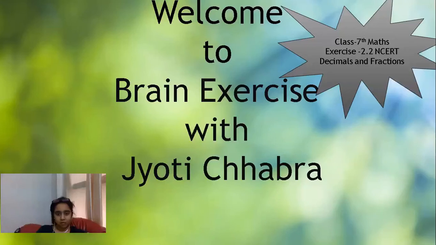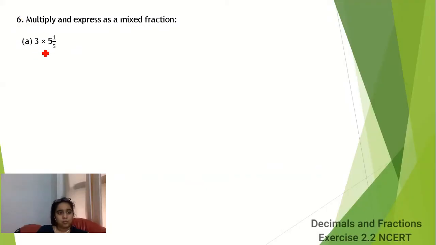We will do question number 6 of NCERT exercise 2.2 in this video. So let's start this video. We have to multiply this number and express it as a mixed fraction. That means we have to multiply 3 by 5 1/5, and whatever answer we get, we will convert that answer into a mixed fraction.